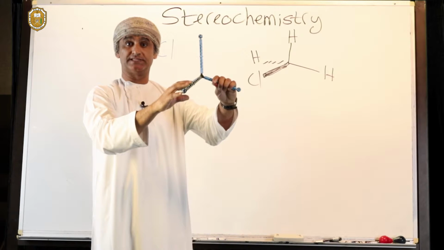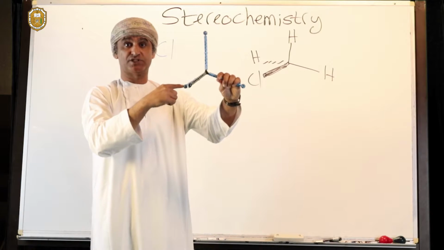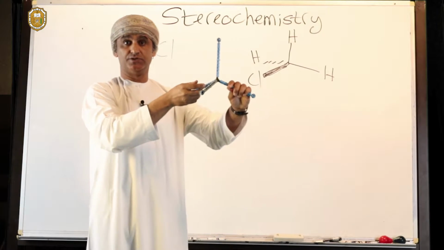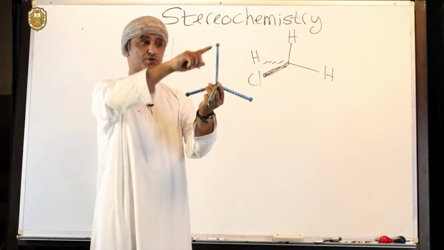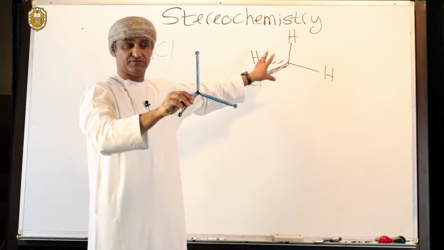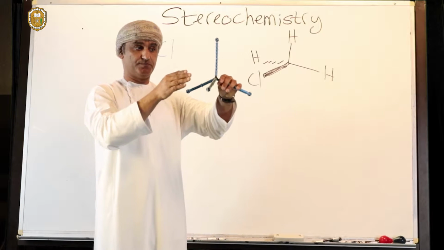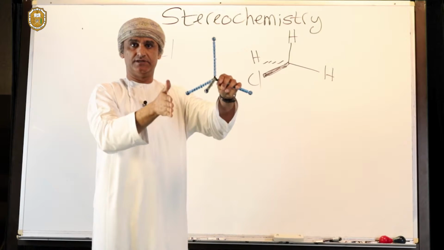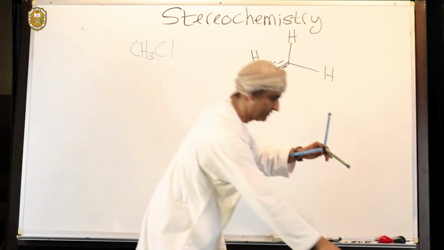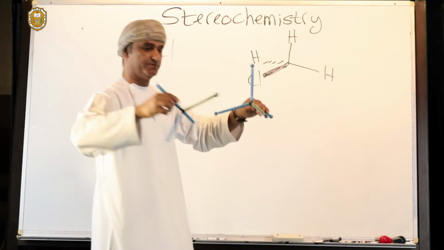That's why it's shown as heavy wedge line. This CH bond is outside the plane at the rear. That's why it's shown as dotted line or dashed line. These bonds, of course, are on the plane, and that's exactly why they are shown as solid lines. Now, if you put a mirror in front of this, you will get the mirror image of this. So something like that should be obtained.